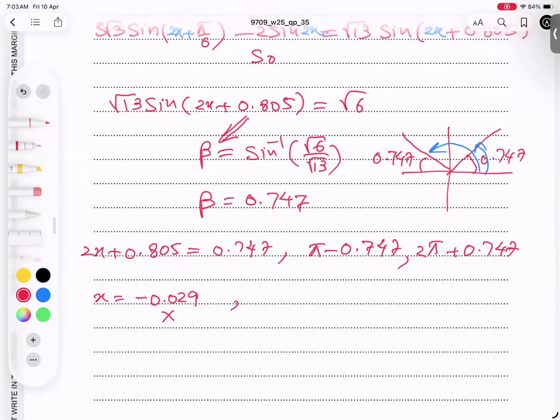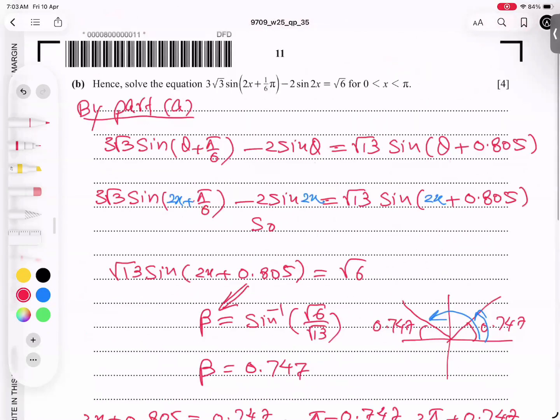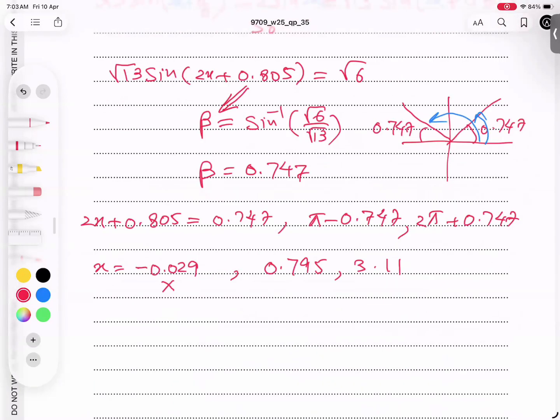And now pi minus 0.747 and then minus 0.805 and divided by 2. So we are getting 0.795. Next answer is 2 pi plus 0.747 minus 0.805 and divided by 2. I'm getting 3.11. And if you look carefully, the pi value is 3.1415. So it's very clear, this answer is coming in the range.